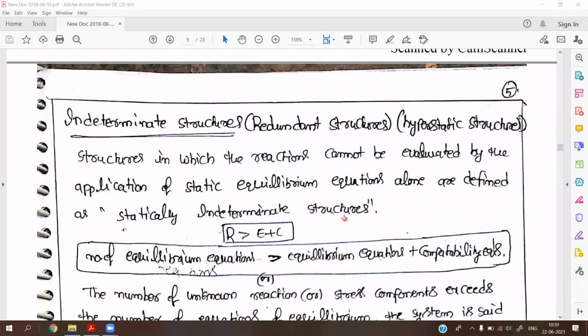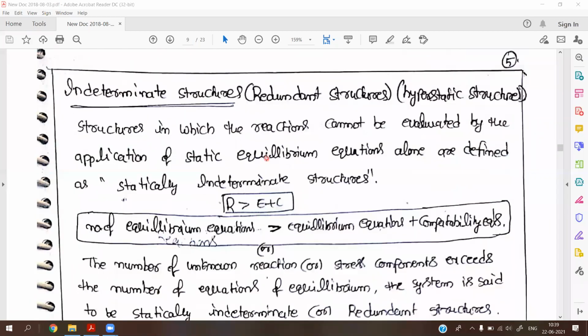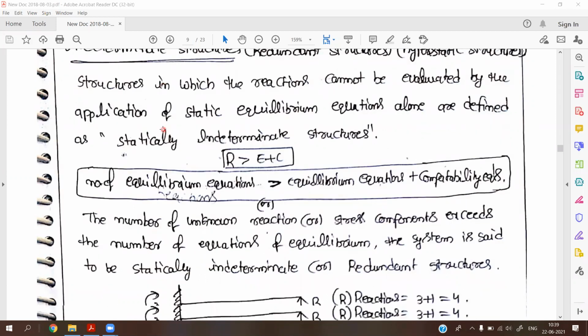Next, indeterminate structure. We already discussed this in this class, a few minutes back. So for an indeterminate structure, as you already know, if the number of unknown reactions is more than the available equilibrium equations, then the type of structure, or beam, is known as an indeterminate structure.